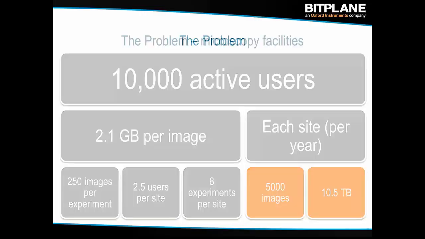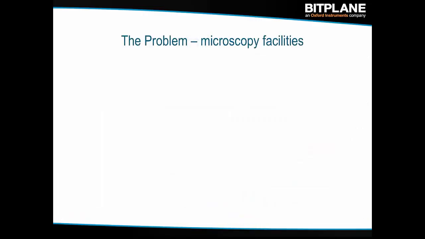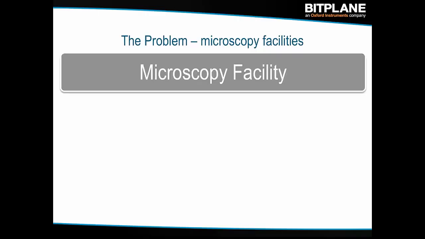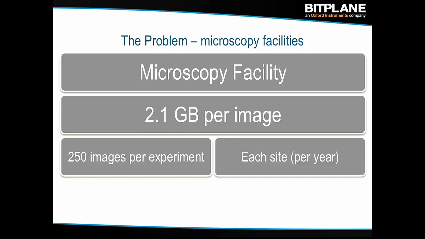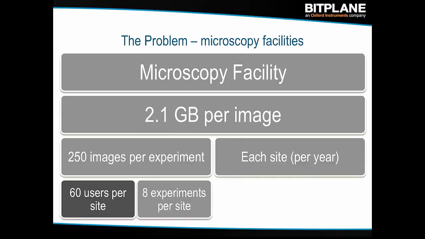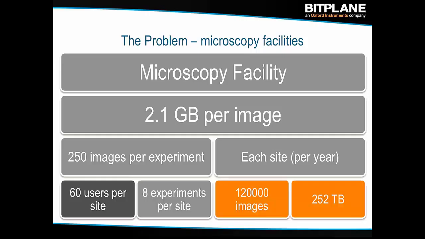If you're a microscopy facility manager, the problem gets a little bit more tricky because you have a lot more people. So the images are similar size, the experiments are similar format, but on average, there's 60 Imaris users per site. Again, this varies. 8 experiments, and you start to multiply all of this, and you get to something like 250 terabytes of data for a facility. But this isn't the problem yet. This is just the building up to the problem.